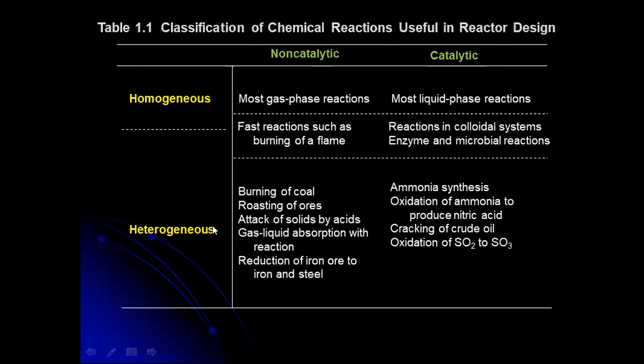Now, if it's heterogeneous and does not require any presence of a catalyst, you have these examples here. And if it requires the presence of a catalyst, you also have these examples here. The examples in the middle are intermediate, meaning somewhere in between homogeneous and heterogeneous, non-catalytic. An example would be fast reactions such as the burning of a flame. And for the intermediate between homogeneous and heterogeneous reactions which requires the presence of a catalyst, you have the colloidal systems and the enzymatic and microbial reactions, which you will be studying in detail in biochemical engineering. Okay, so these are just examples.